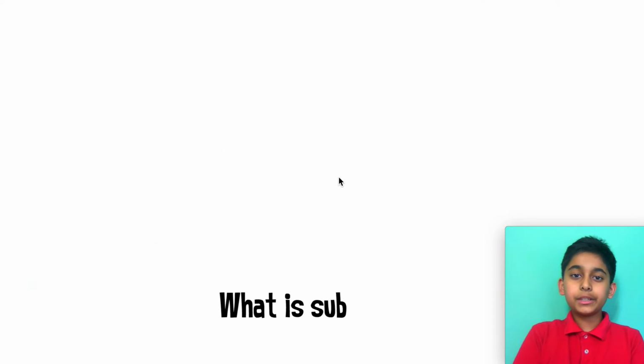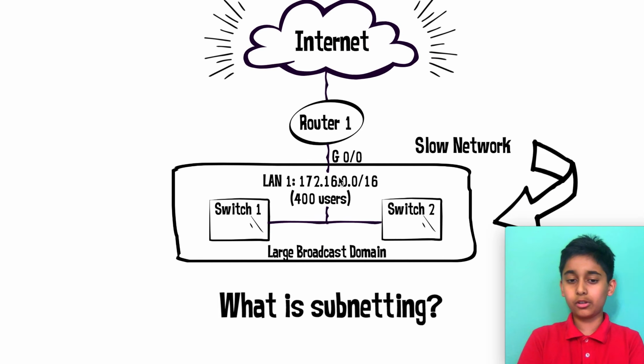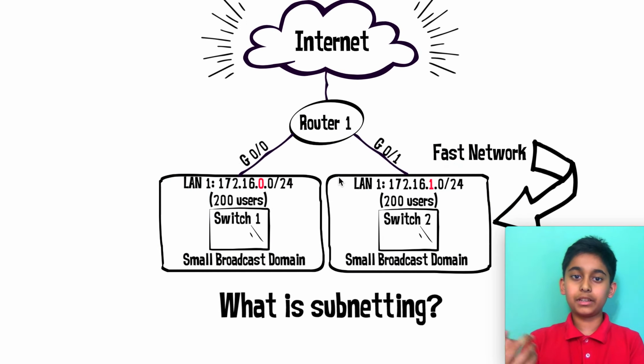So what is subnetting? Subnetting is when you split up a large broadcast domain into smaller broadcast domains to make it faster. As you can see here, we have a large broadcast domain that is slow, except when we split it up, it's subnetted into smaller networks to make it faster.